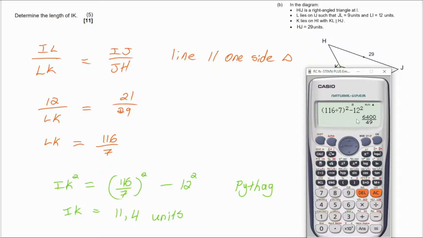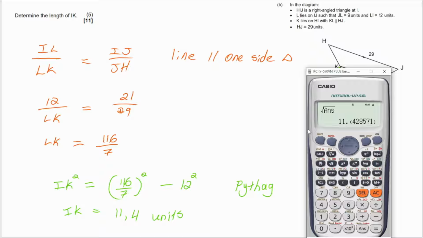So essentially, what a lot of students will do now is they're going to say 6,400 over 49. So they're going to take the square root of this, 6,400 over 49. A lot of students, I don't know why, but this might be super obvious for you, but some students struggle. So if I press A and S, this is my previous answer, what I just calculated. So what you can do is just square root of ans, which is 80 over 7, which if I change to a decimal is 11,4.